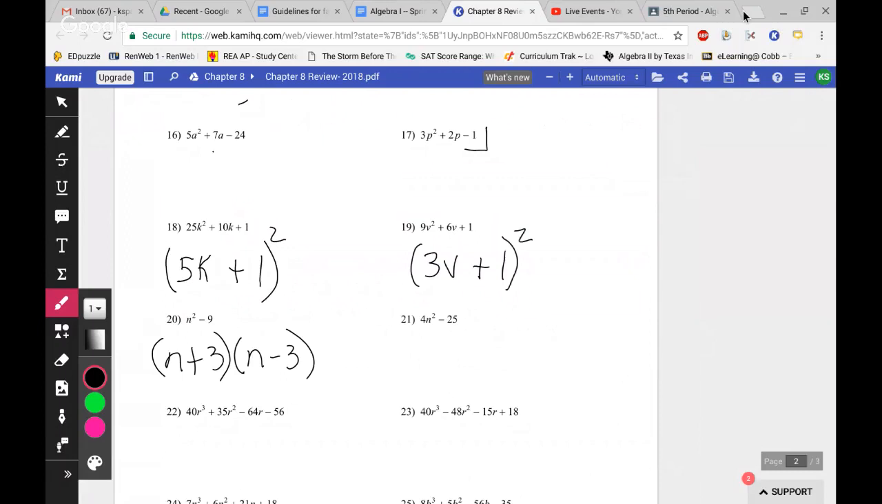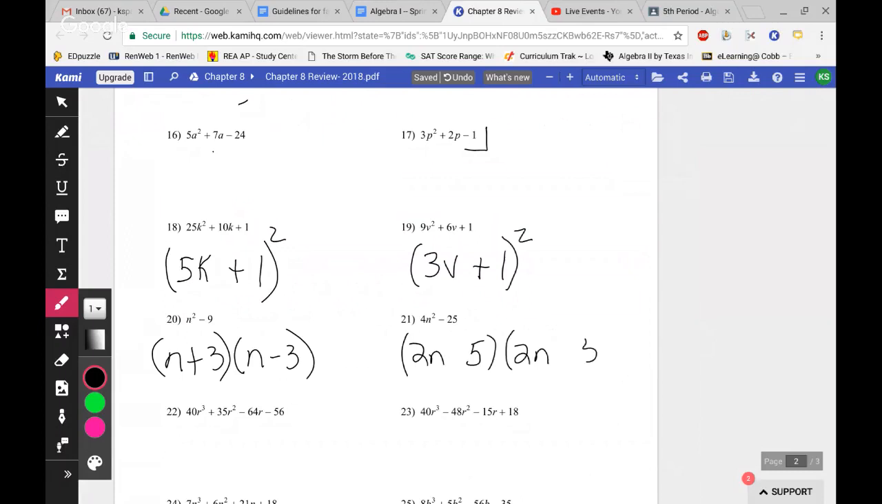Number 21. The difference of two squares. Well, we have two terms here. So we want to confirm that the first term is 4n squared, a perfect square. Yes. What is the square root of 4n squared? 2n. Is 25 a perfect square? Yes. What's the square root of 25?